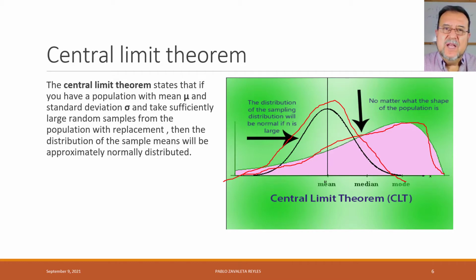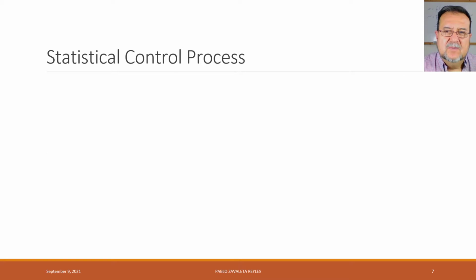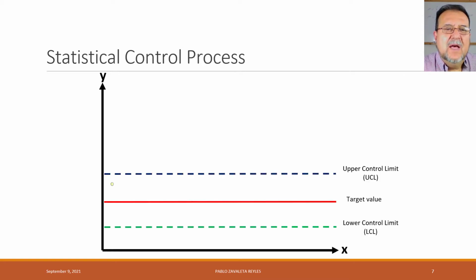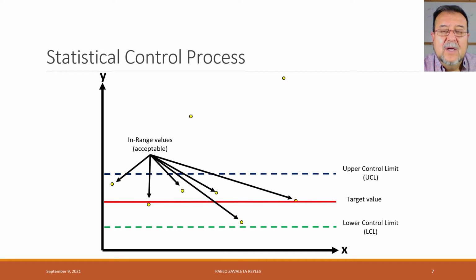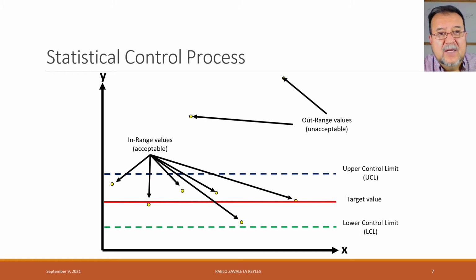Why? Because then we can use mathematical tools. Remember that for the statistical control processes, we had our target value, which is in red in the graph, and we had an upper control limit in blue and a lower control limit in green. And all those values that happened within those control limits were acceptable. And those that were outside were out of range, and those were not acceptable.